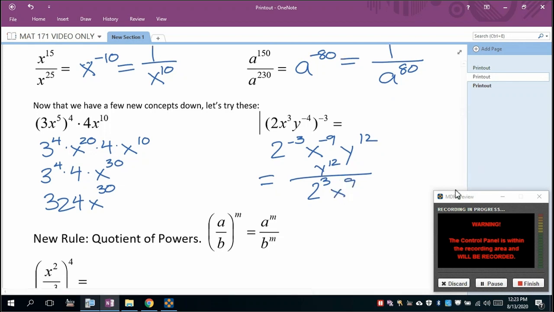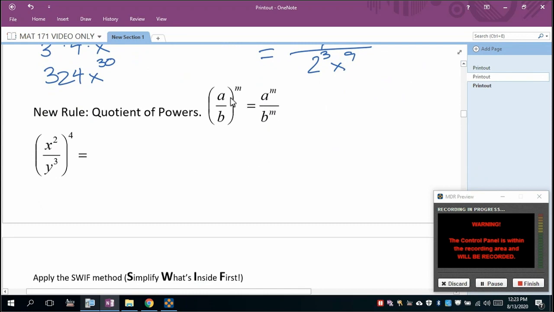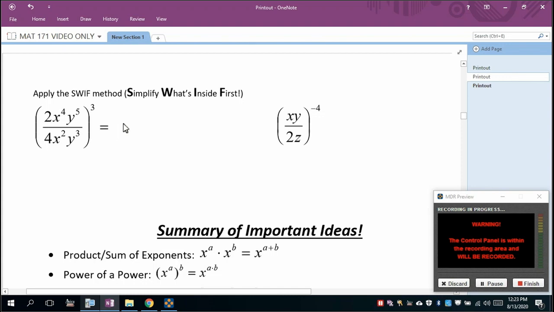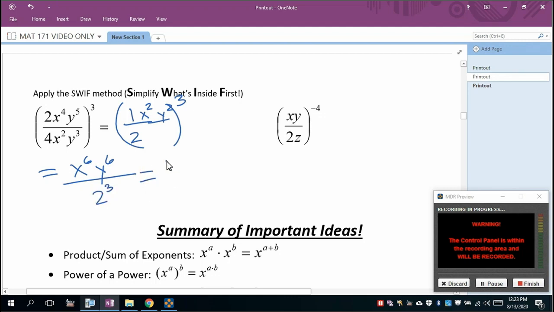Now, for a quotient of powers, basically, it's just like the rule on the outside. So for this one, you'd have x to the 8th over y to the 12th. Now, for some things like these, I like to simplify what's inside first. So what happens is 2 over 4 becomes 1 half, x to the second, y to the second. But don't forget, we have that power of 3. So what happens is we would get x to the sixth, y to the sixth over 2 to the third. And we can simplify that to x to the sixth, y to the sixth, over 8.